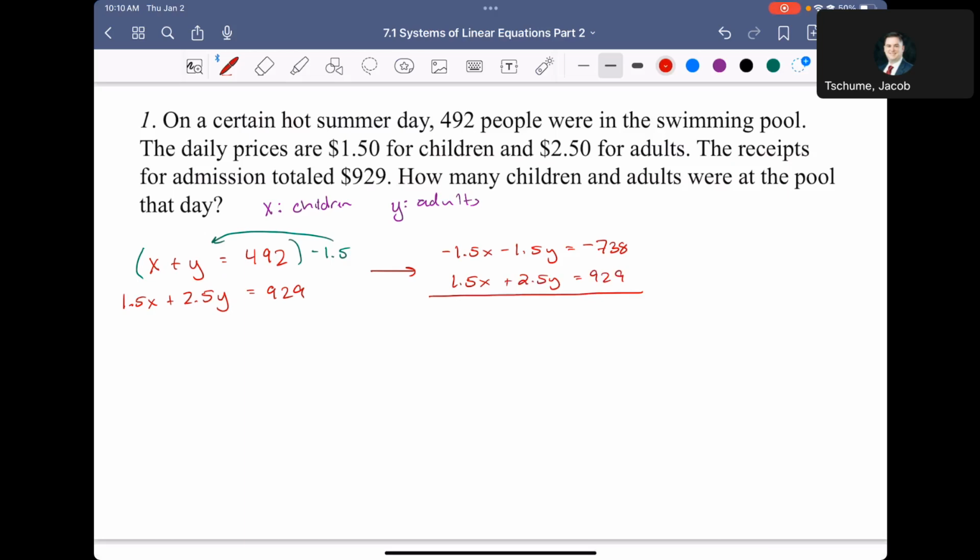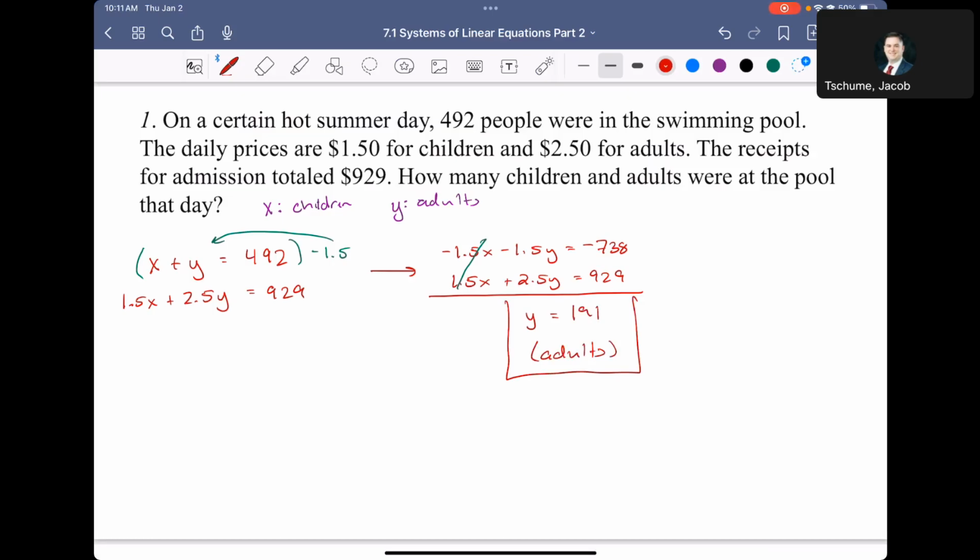Just like the last video, the first step that I need to do is done because as I can now see, my x's are opposites, so they will cancel. If I put the y's together, negative 1.5 plus 2.5 is going to be just 1y, or y. And then if I take negative 738 and add 929 to that, I'm going to get 191. And so what you just found is your y value.